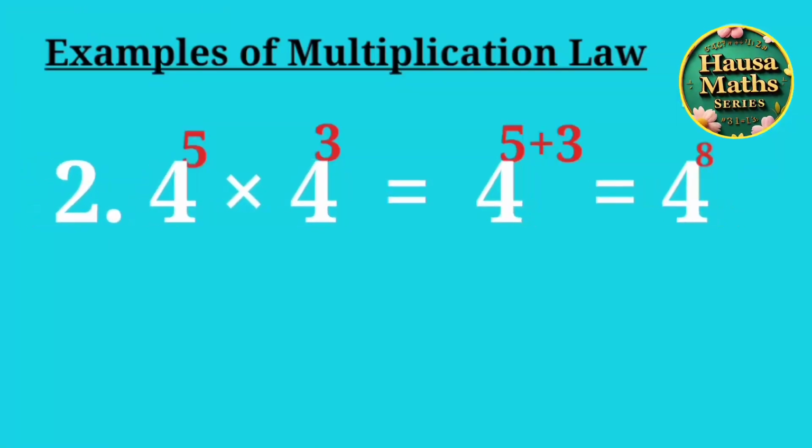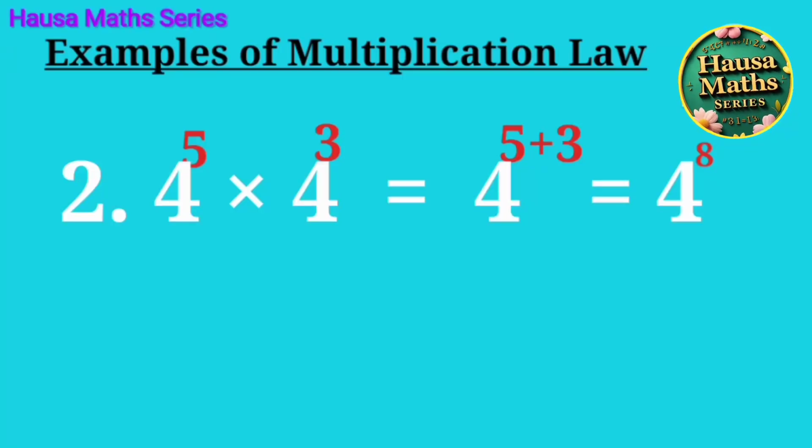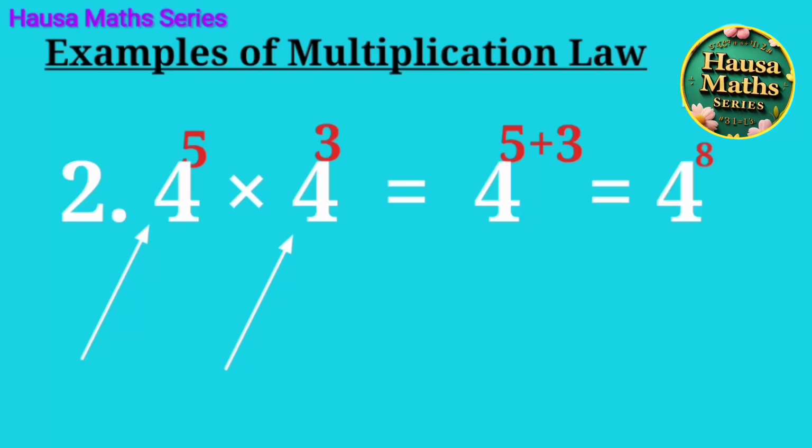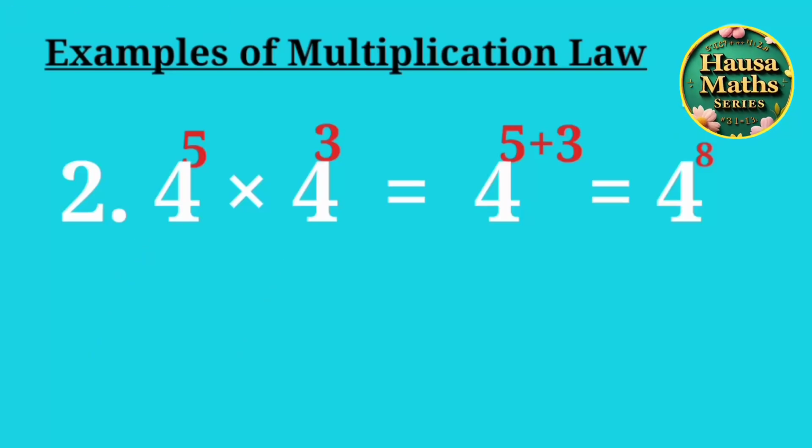Number 2, we have 4 raised to power 5 multiplied by 4 raised to power 3, which is equal to 4 raised to power 5 plus 3. 4 and 4 are the same, therefore it is going to be 4 raised to power 8. When we multiply them, we select only one 4 and add their powers, 5 plus 3, which gives 4 raised to power 8. This one is a number, and once the roots are the same, we can apply the rule.